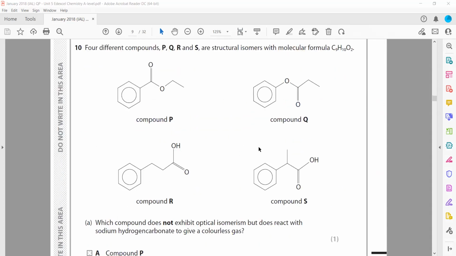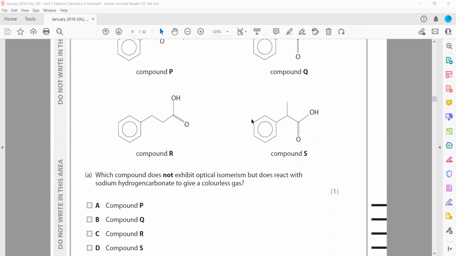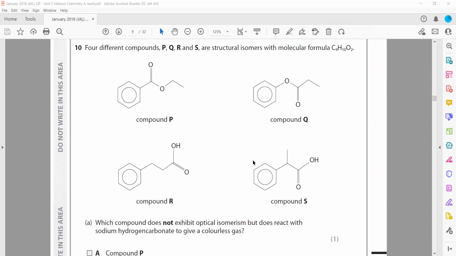Four different compounds are there, P, Q, R, and S. They are structural isomers, C9H10O2. Which compound does not exhibit optical isomerism, but does react with sodium hydrogen carbonate to give a colorless gas?